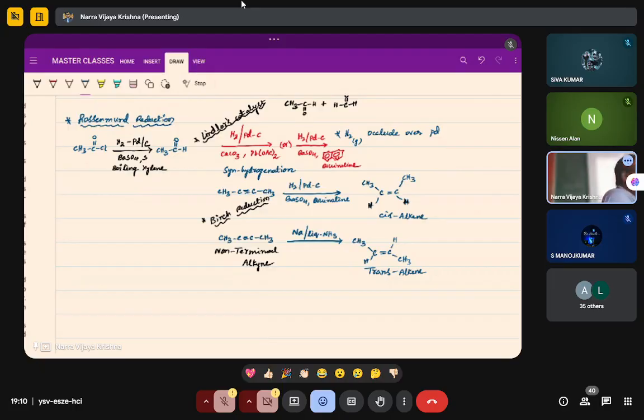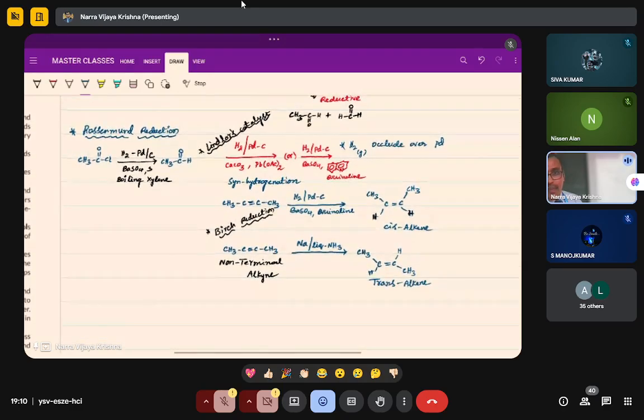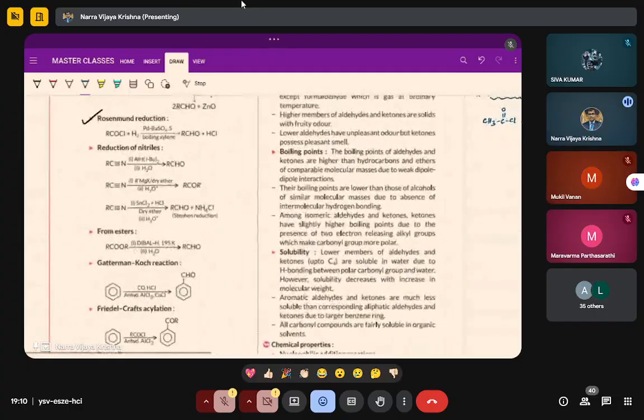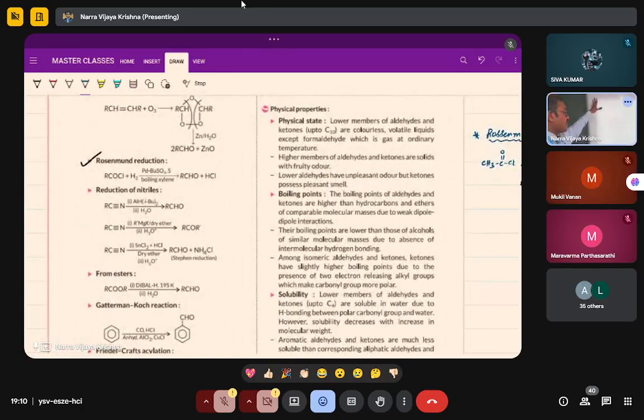Any questions, sir? Do you have any questions in this? Online, respond. No questions, which means we are done with the Rosenmund reduction. Clear? Now I am going to the next point: reduction of nitriles. Reduction of nitriles means cyanides, right? So just go for a break, come back, and join the next link. We will continue.